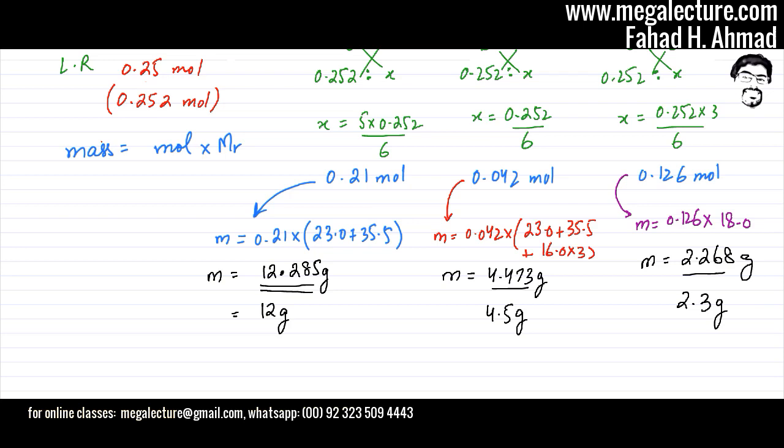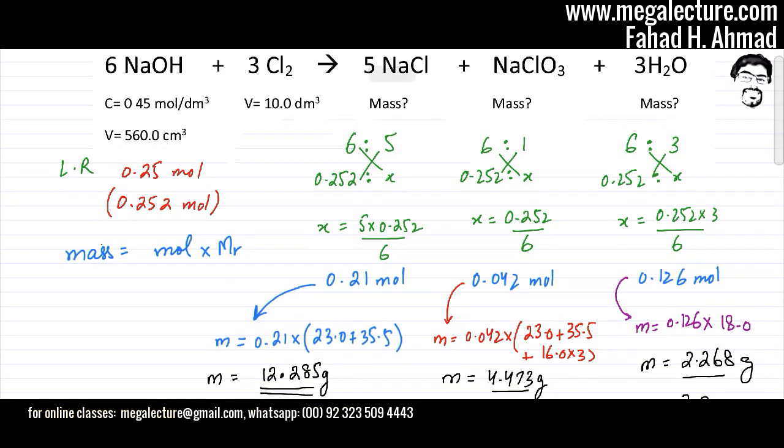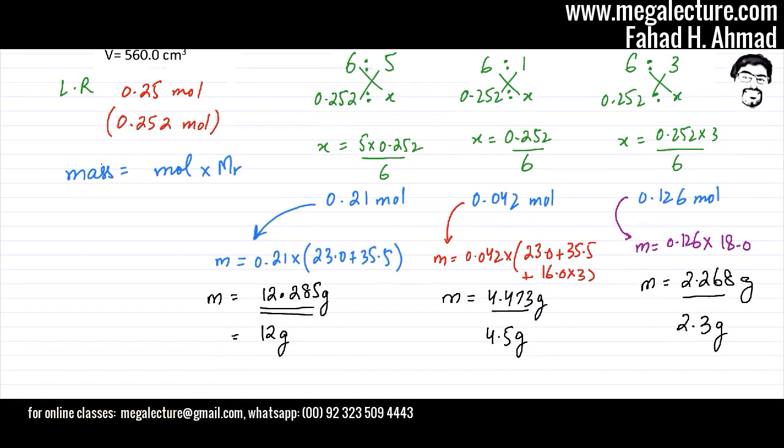So remember, when you're doing your calculations, take the most accurate value forward. But whenever you're stating the answer, always state the answers according to the least significant figures used in the question. In this case, all your calculations were based on this 0.45 mole per decimeter cube value. That one value was accurate up to 2 significant figures, so all your values, when you're stating them, should be rounded off to 2 significant figures. So these would be your final answers for this question.